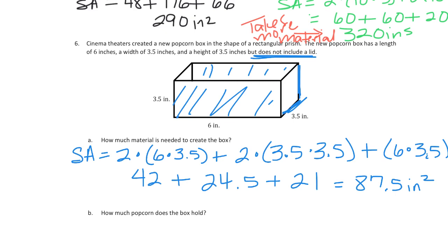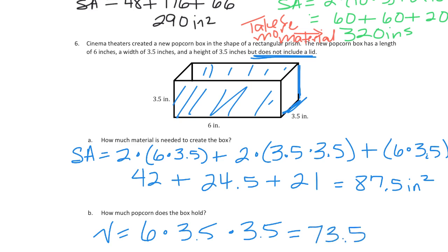Now the volume says how much popcorn does the box hold, so that's how much fits inside it. So the volume equals the length times the width times the height, so 6 times 3 5/10 times 3 5/10. So I go to my calculator, and I get 73 5/10 inches cubed, because remember, volume is cubed.